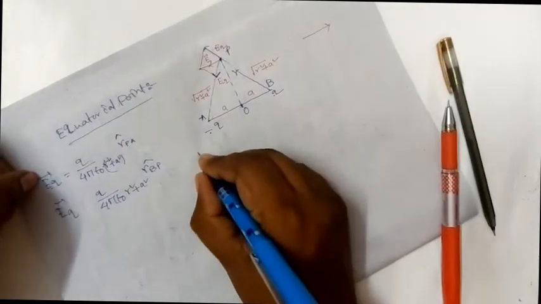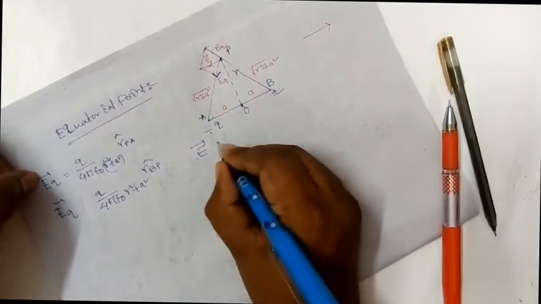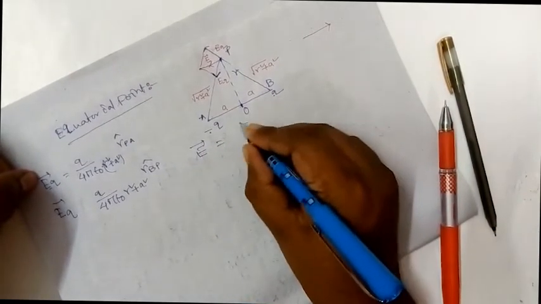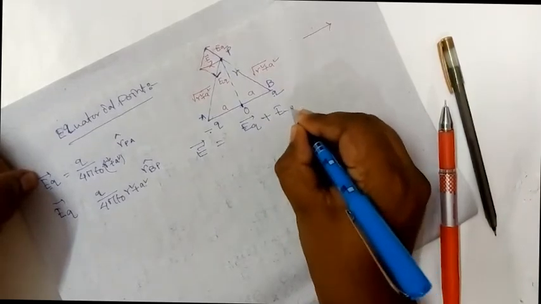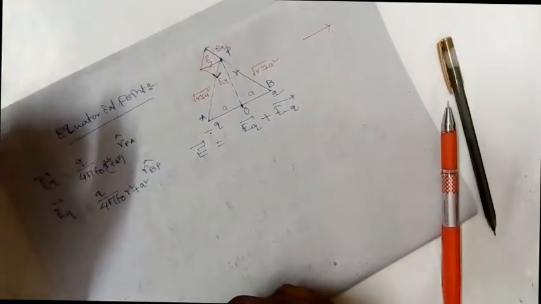Now we'll come to the resultant electric field E. So it should be E of plus Q plus E of minus Q. That is the resultant electric field here.